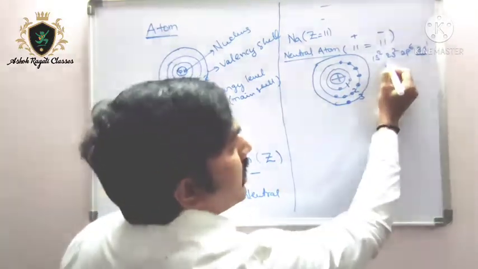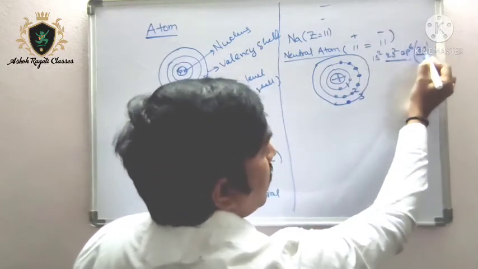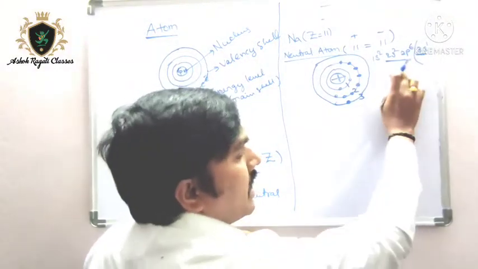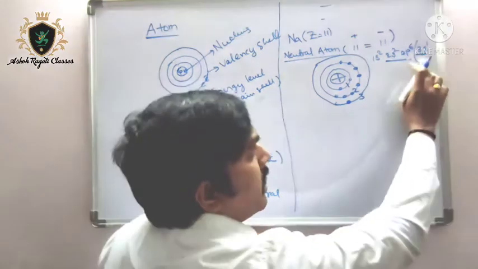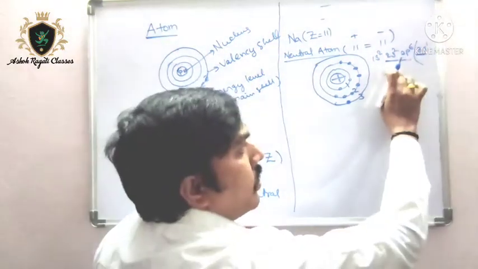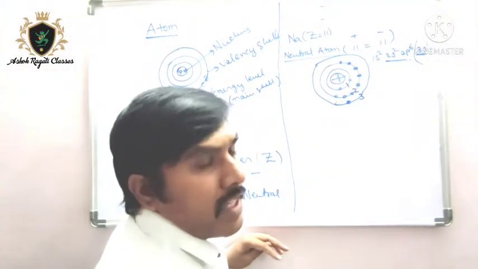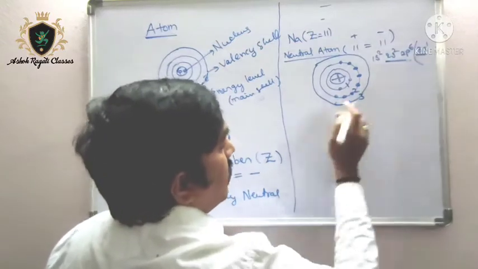Assuming that this will be the inner shell, if the third shell is not there, then the second shell becomes the outermost or valency shell. So by losing 1 electron, sodium tries to become stable. That's why sodium always tries to lose an electron.